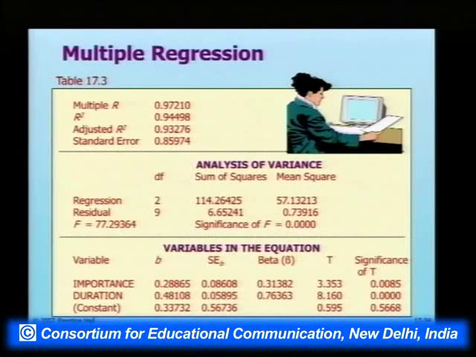Significance has been calculated, and we find that both the importance and duration are significantly correlated, and both help in explanation of the attitude towards the city. However, the constant in this case also is not significant.